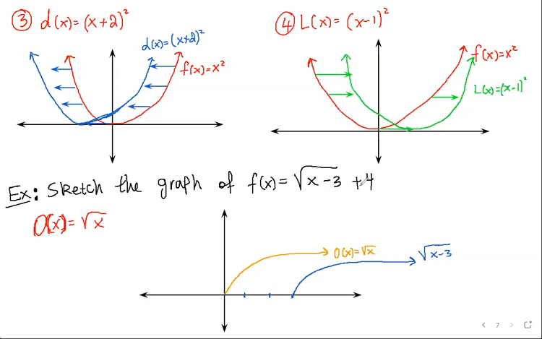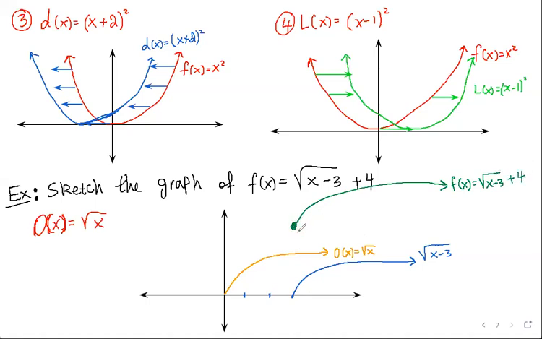Then we shift 4 units up. So now up 4 units. So 1, 2, 3, 4. So this is f of x equals square root of x minus 3 plus 4.